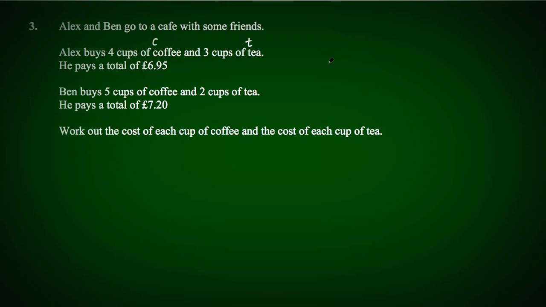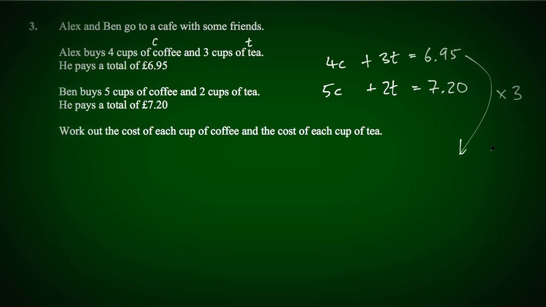So Alex has 4C and 3 cups of tea, totalling £6.95. And Ben has 5 cups of coffee and 2 cups of tea, totalling £7.20. In order to use the elimination method to solve these simultaneous equations, I've gone and put C where I meant T there. 2T. I need to have either the same number of T or the same number of C, so I'm going to aim to get the same number of T by multiplying this by 2. Multiply this first one by 2, and that gives me 8C plus 6T equals £6.95 times 2, which is £13.90.